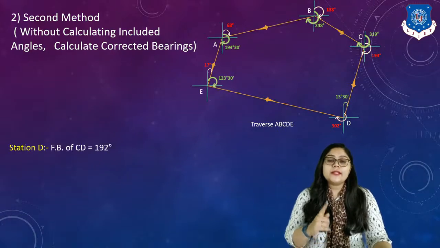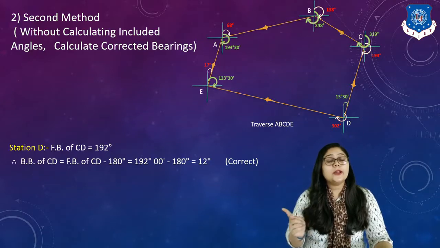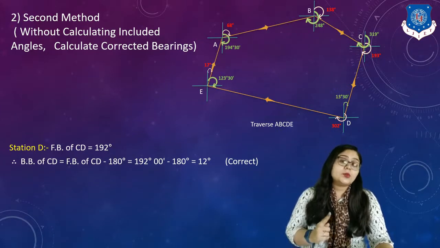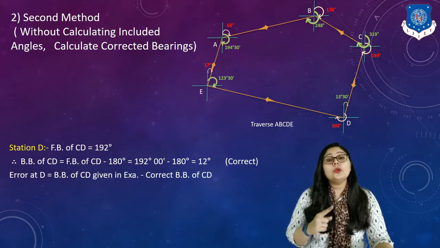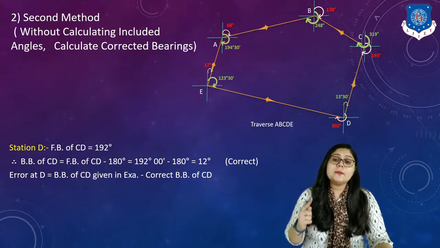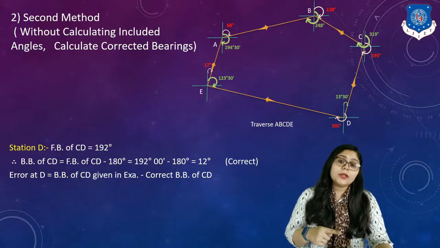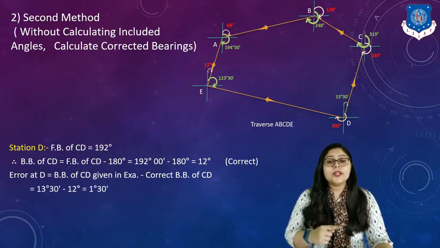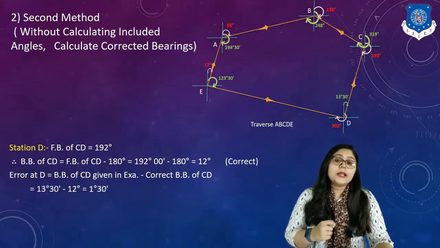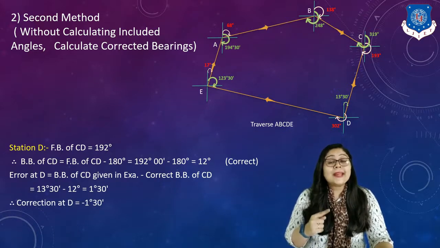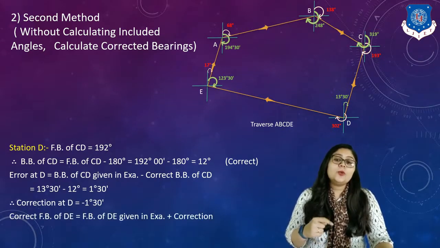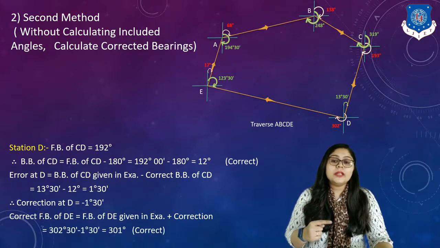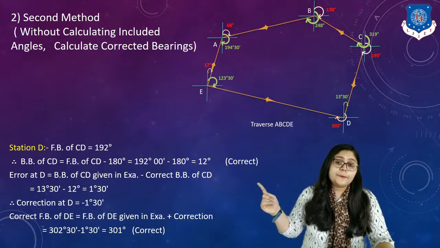Now let's do the same procedure for station D. Now you have the corrected fore bearing, you know the calculation for back bearing, which gives you the answer as 12 degree. And now you want to calculate the error at D, which is the back bearing of CD given in the example minus the correct back bearing of CD, which is 1 degree 30 minutes. Now the correction is minus 1 degree 30 minutes, and that I should apply to the fore bearing of line DE. So that gives me the answer as 301 degree, which is the correct answer, right, for station D.